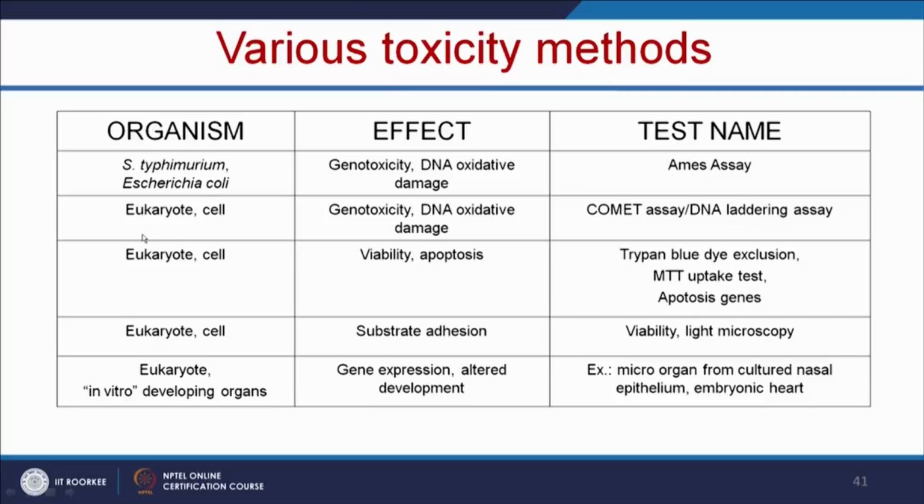So we can use Salmonella typhimurium to understand whether this nanomaterial is inducing any mutation in your genetic material. That assay is called the Ames assay. And we can also use mammalian cell lines to understand whether it is inducing DNA laddering, and we can also understand apoptosis and everything, using the MTT assay and other apoptotic genes. This I already explained in the previous lecture.